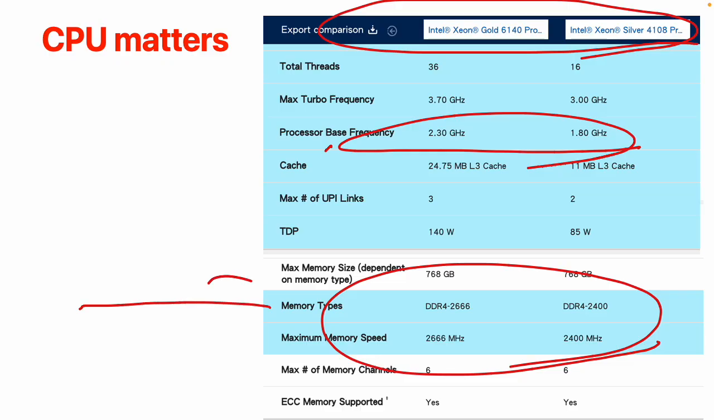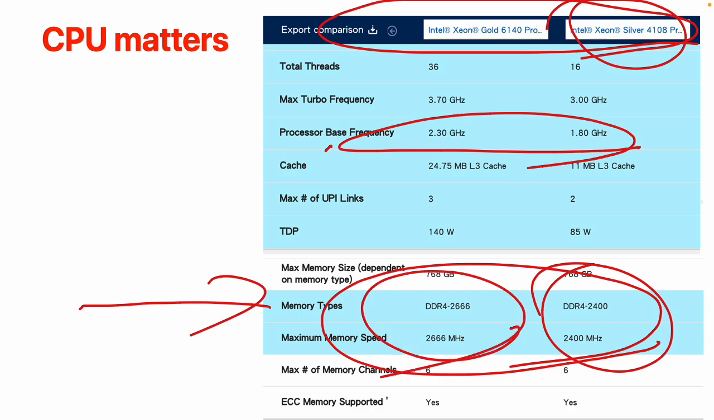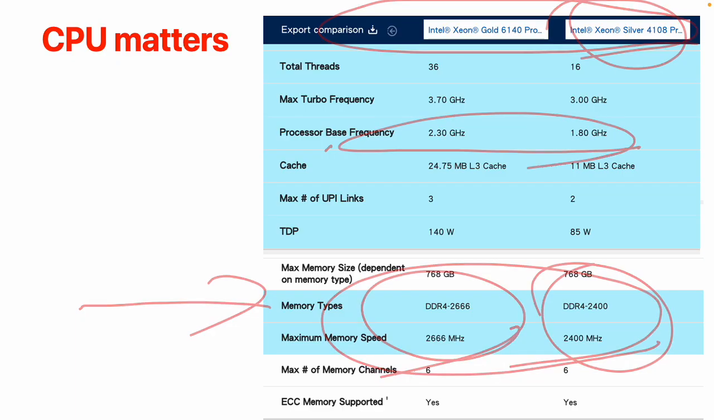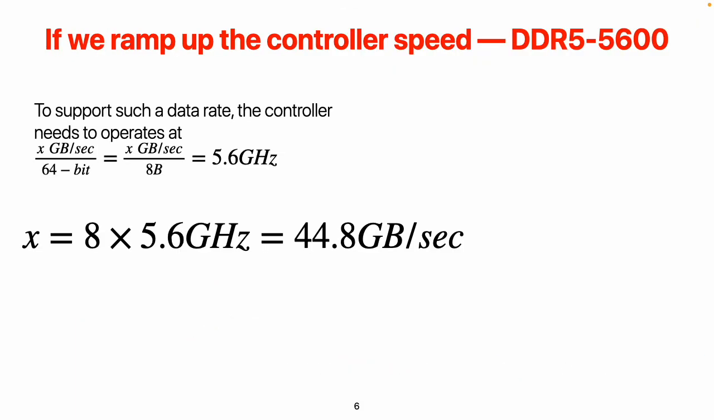For example, in this machine, if you pick the right-hand side, then you can only support your memory at this frequency. However, if you pick the left-hand side one, then you can have a slightly higher memory frequency. So it turns out that if you can ramp up your controller speed to DDR5 600, then this is the theoretical bandwidth that you can achieve.